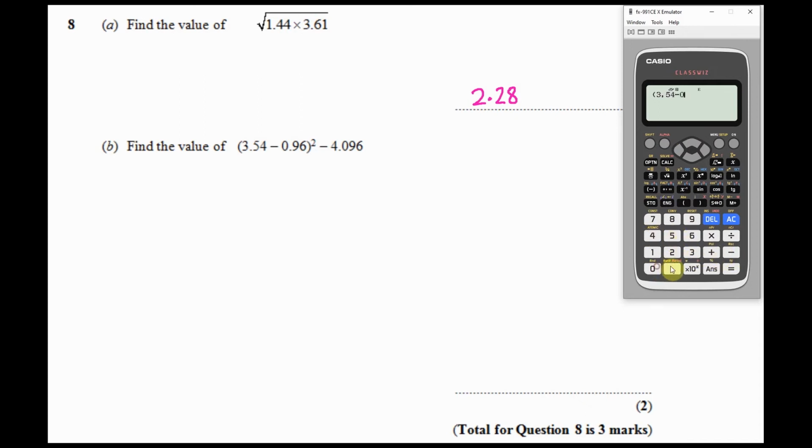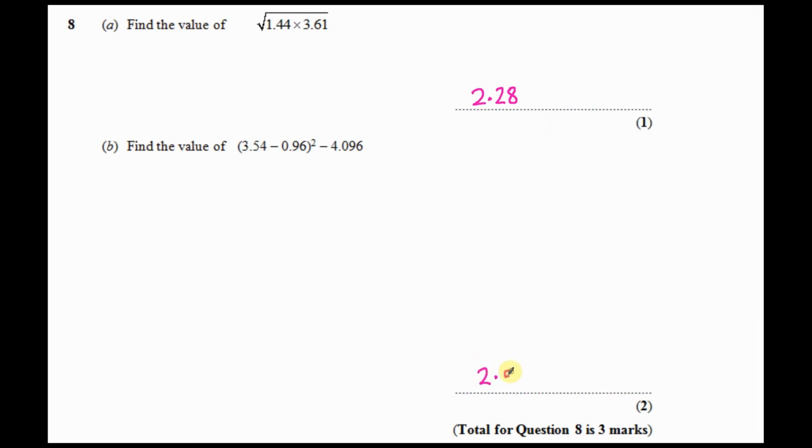minus 0.96, close the bracket and the squared button's there, minus 4.096, and that gives us the answer 2.5604. So this question is just a test of your ability to use your calculator efficiently.